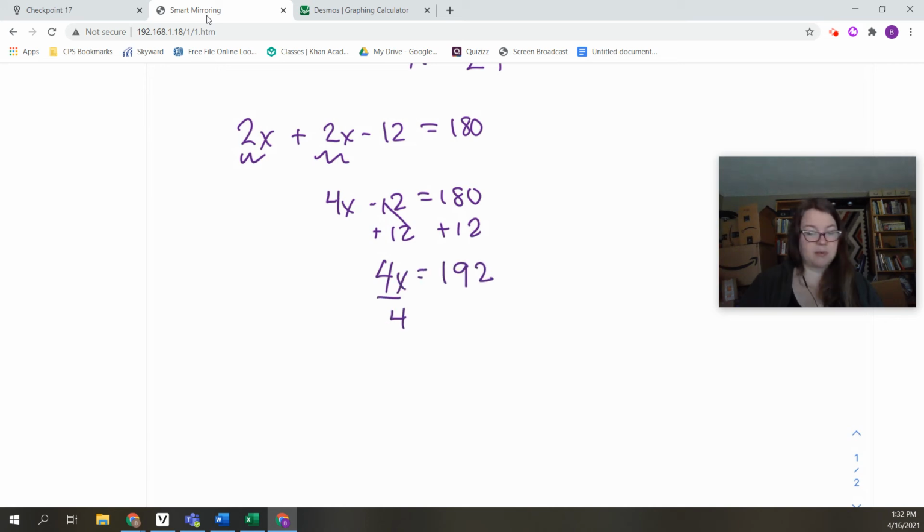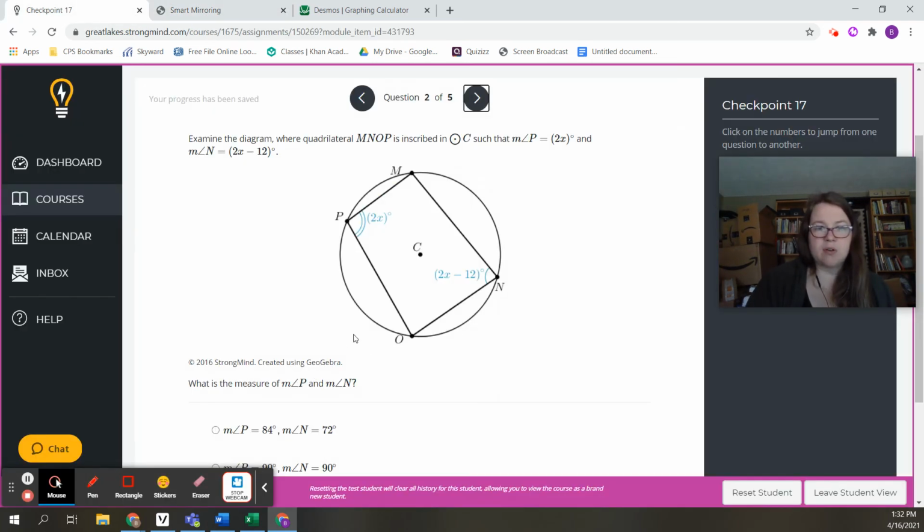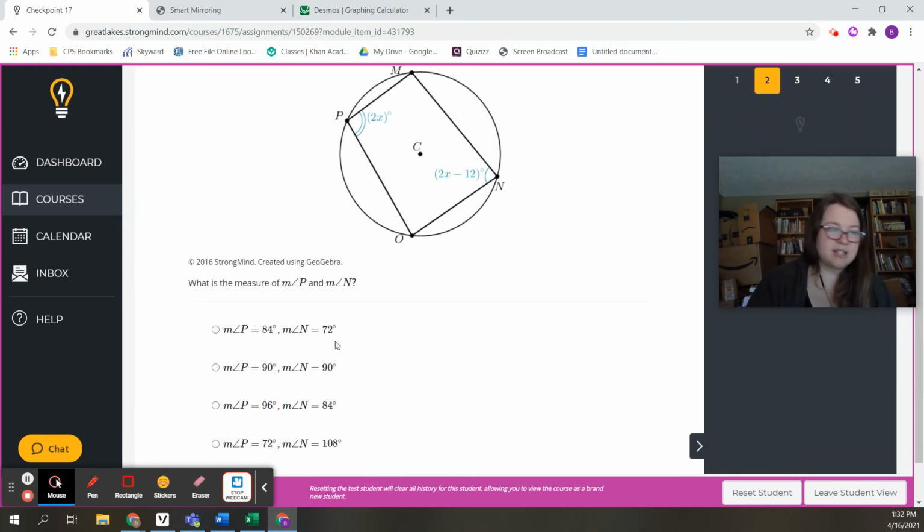Then we divide both sides by 4. And then 4 goes into 19 4 times, and then we get 3 left over. 4 goes into 32 8 times. Have you guys seen that division before? It's kind of my favorite thing. You can obviously also use a calculator. So it means that that's 48 degrees. X is 48, but then it wants us to find the measure of P and N.